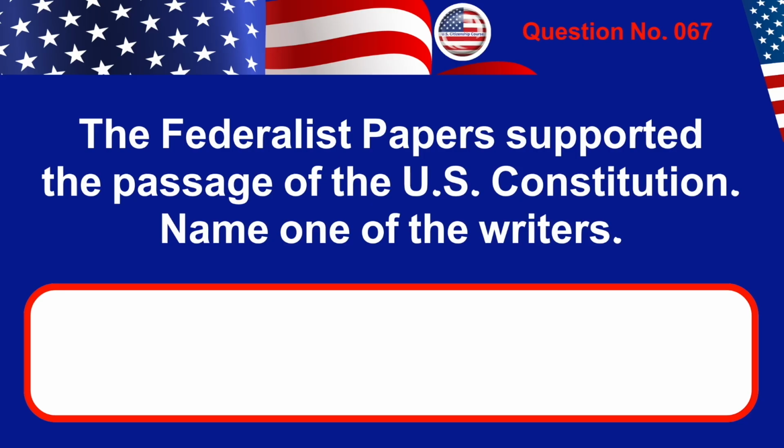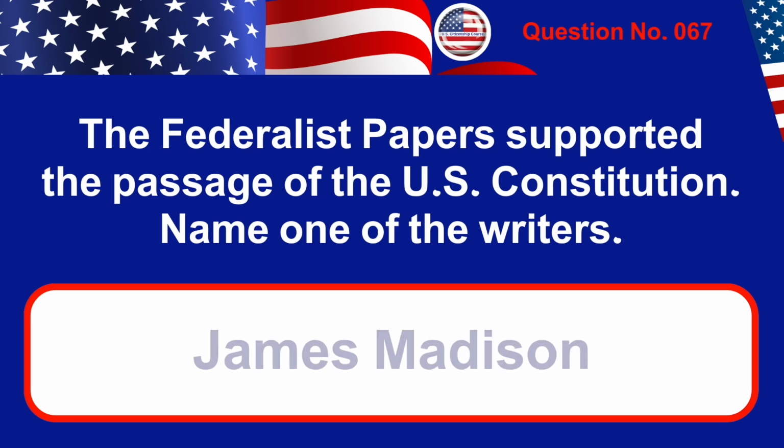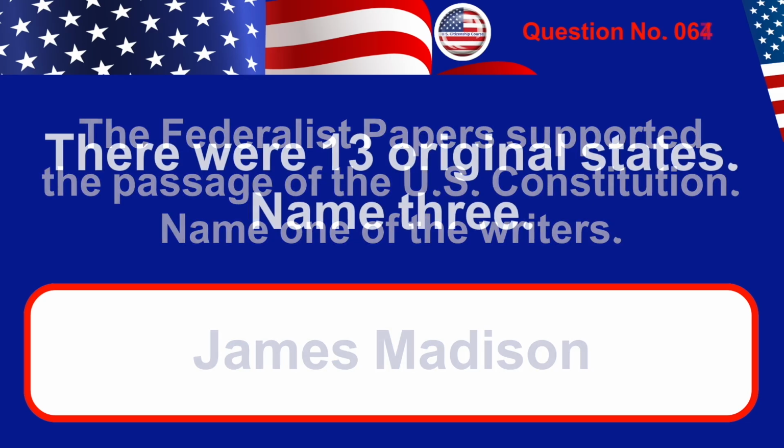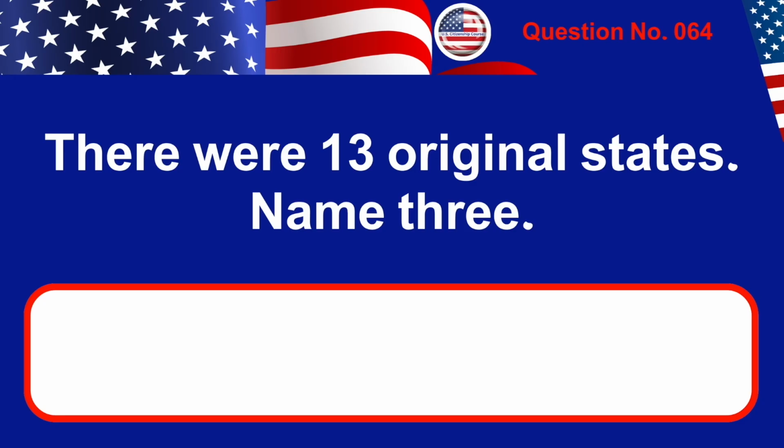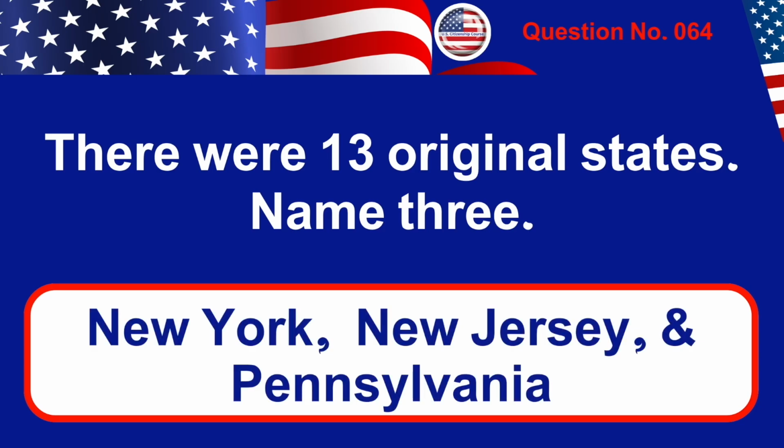The Federalist Papers supported the passage of the U.S. Constitution. Name one of the writers. James Madison. There were 13 original states. Name 3. New York, New Jersey, and Pennsylvania.